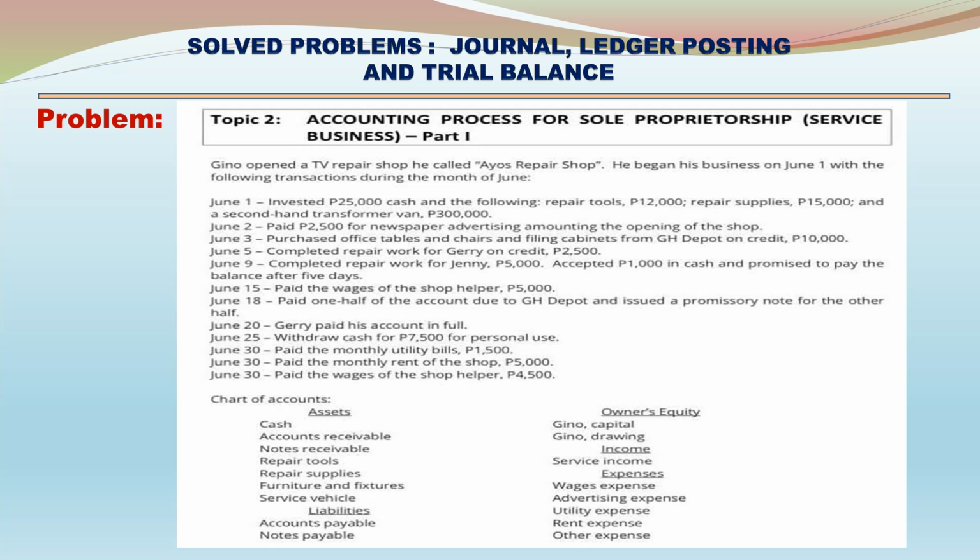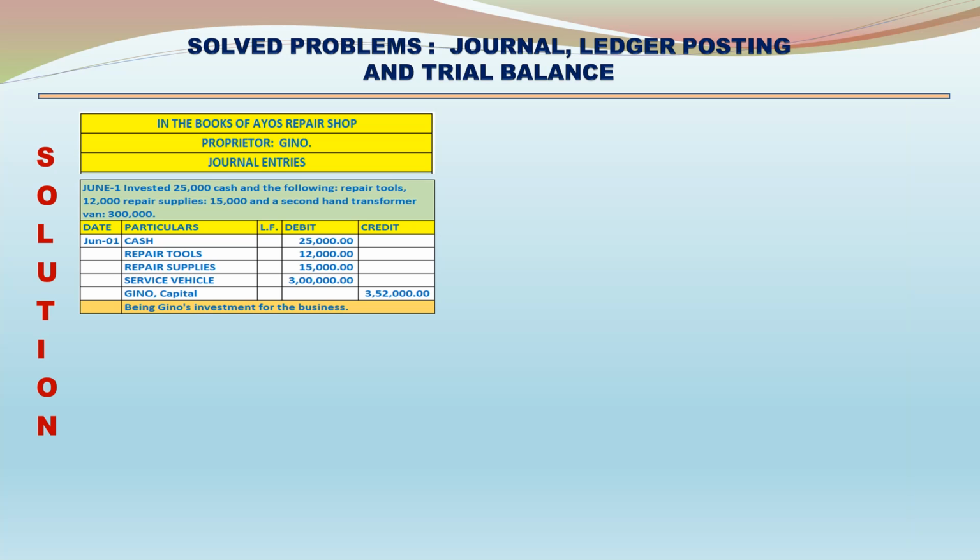Chart of accounts. Assets: cash, accounts receivable, notes receivable, repair tools, repair supplies, furniture and fixtures, service vehicle. Liabilities: accounts payable, notes payable. Owner's equity: Gino capital, Gino drawings. Income: service income. Expenses: wages expense, advertising expense, utility expense, rent expense, other expense. In the books of Ayos Repair Shop, proprietor Gino, journal entries: June 1.